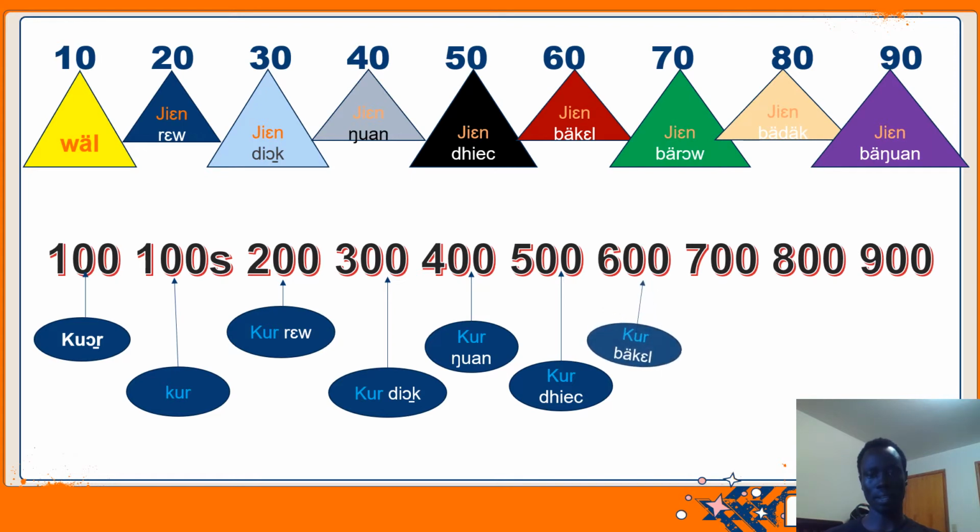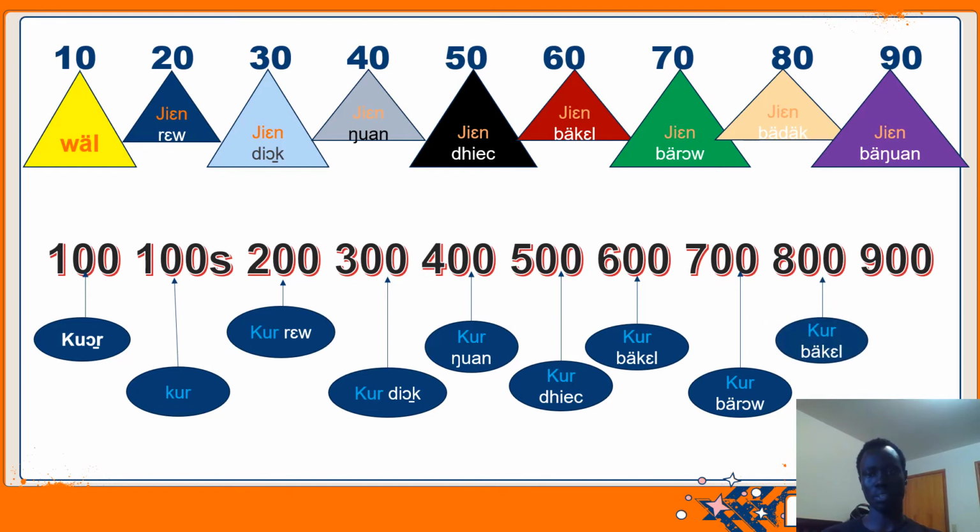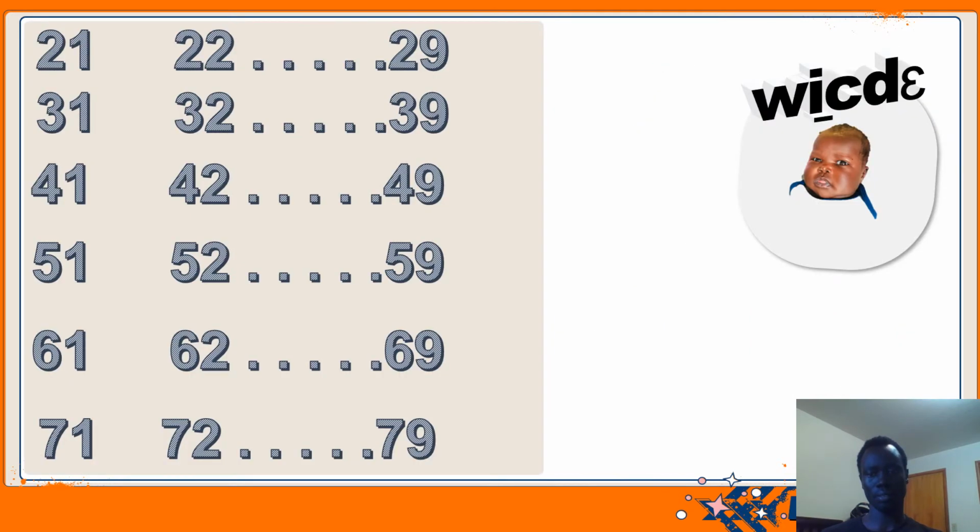Kuër bakal, that is 600. Kuër barrow, 700. Kuër badak. There's a misspelling right there. That is not badak. That is bakel. So correct that. It's going to be kuër badak instead of kuër bakel. 800. Then we have 900. Kuër bangwan, 900.